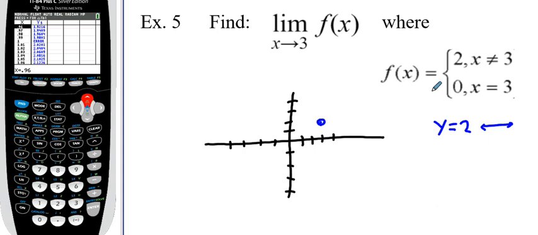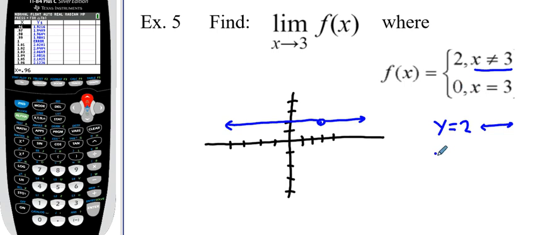See this point right here? We're not going to have this line there because when x does not equal 3, we can draw the line. When x does equal 3, we can't. So I'm going to put an open circle at that point and draw a horizontal line through the y-axis at 2.